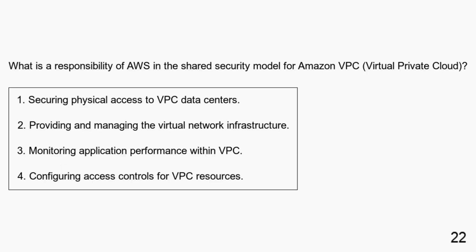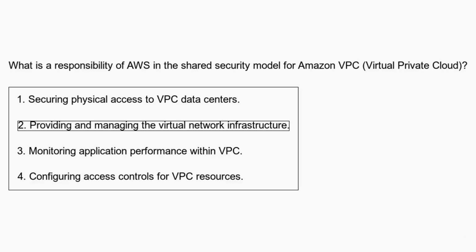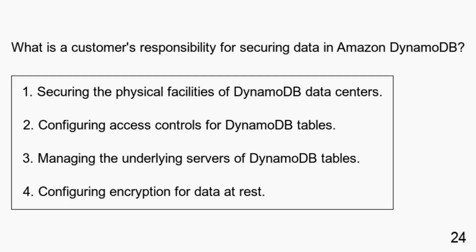What is a responsibility of AWS in the shared security model for Amazon VPC, Virtual Private Cloud? Securing physical access to VPC data centers. Providing and managing the virtual network infrastructure. Monitoring application performance within VPC. Configuring access controls for VPC resources. AWS is responsible for providing and managing the virtual network infrastructure in the shared security model for Amazon VPC.